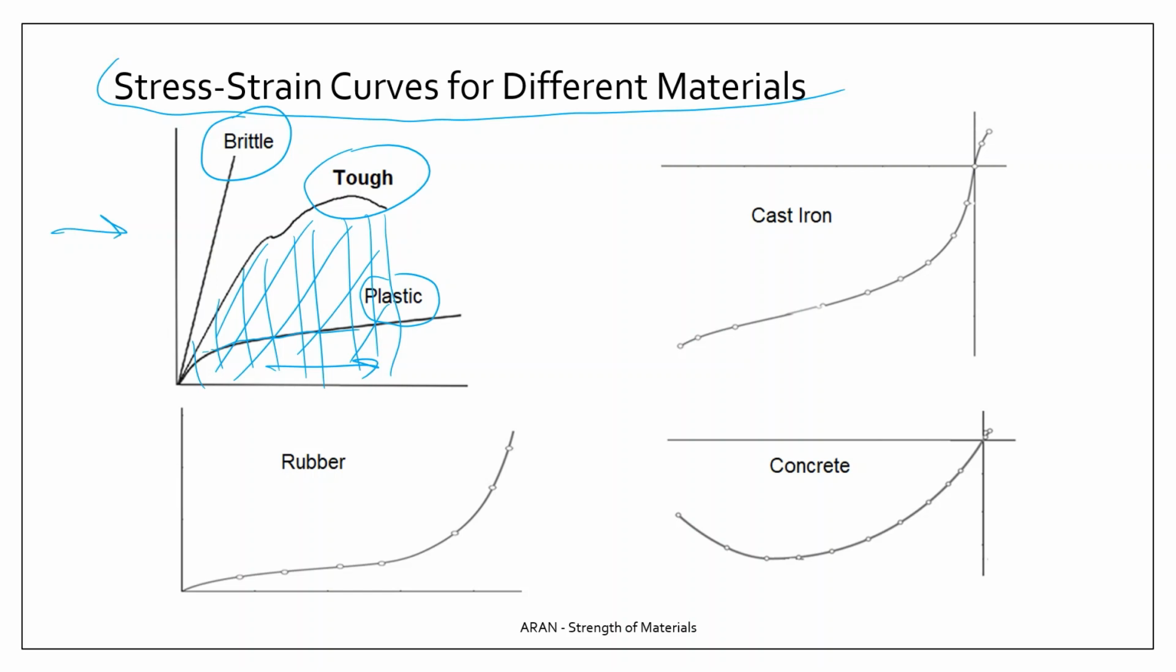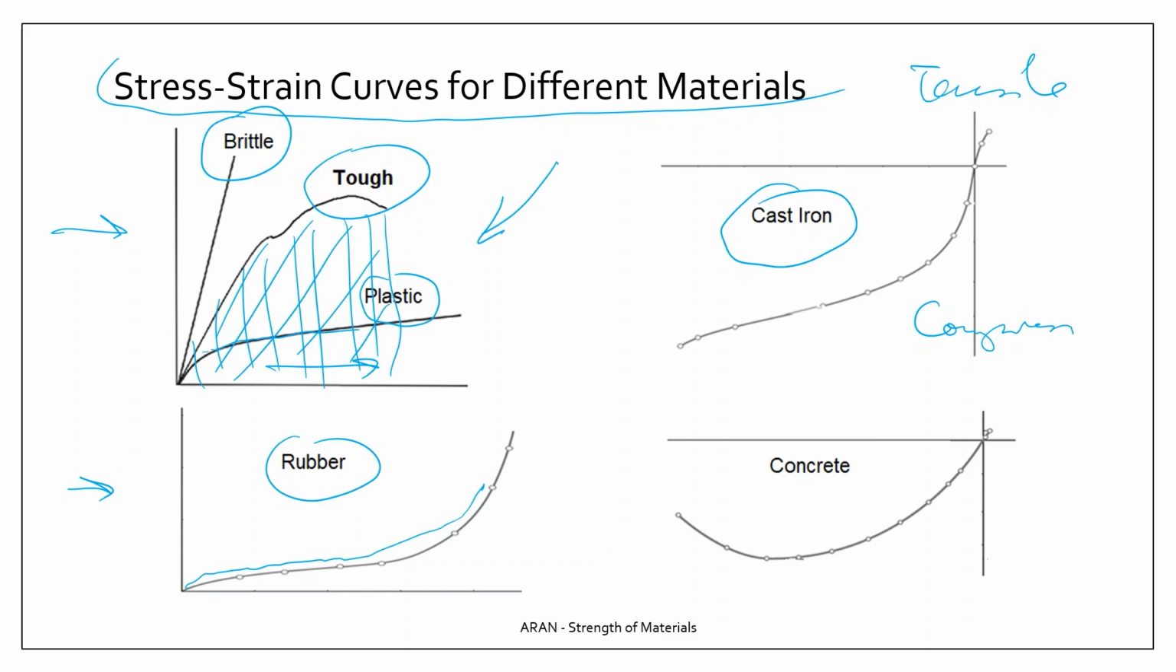Well, these curves are typical for metallic material, but you may also have different materials. For example, rubber, you see? Well, it has an elastic region like this. It is completely different, so never expect that all materials will have the same behavior. Some materials will behave in the tensile region completely differently compared with the compression region.